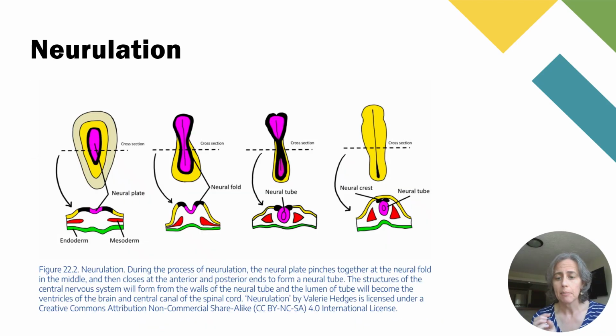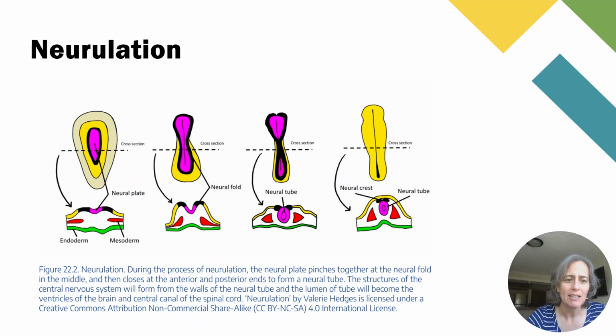This is the same process, so neurulation. This is the diagram from the Valerie Hedges textbook. I don't like that they don't use the same colors that everybody uses, but that's okay. It's because they want to show you the different parts of the ectoderm, some that become the nervous system and some that stay as the skin.